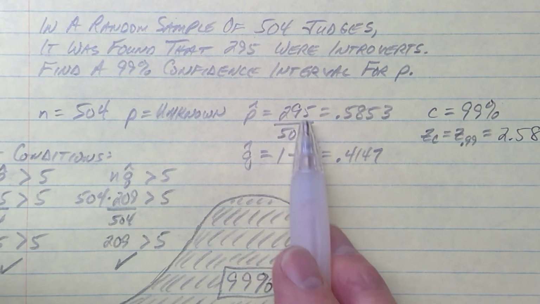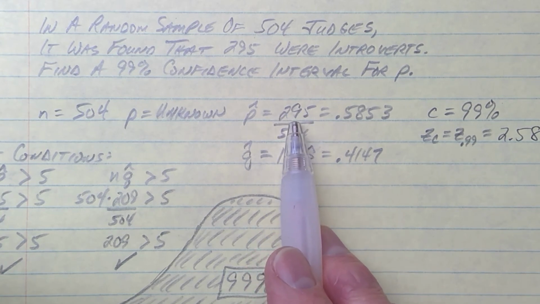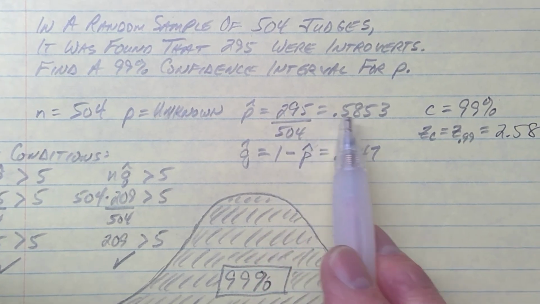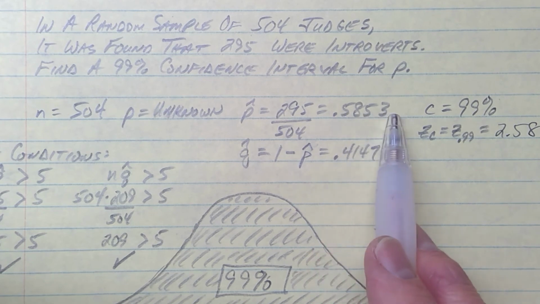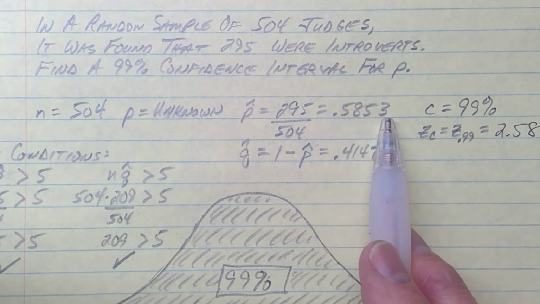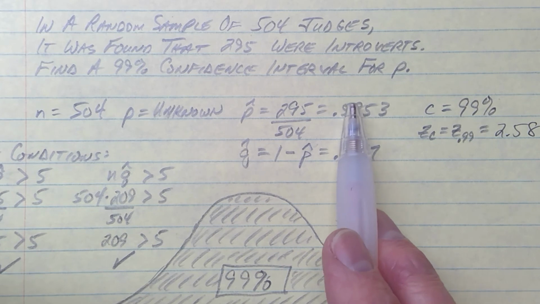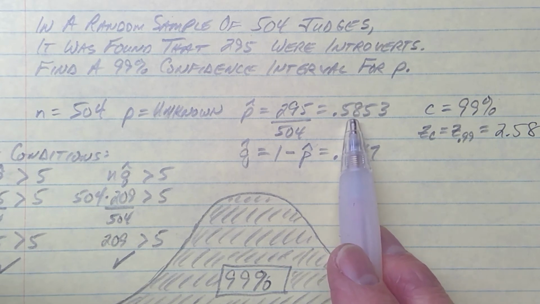So this is the best number to use as a fraction because that's exact, but if your book or teacher tells you to change it to a decimal, go at least 4 decimal places, 0.5853. That rounds up to about 59%. So about 59% of judges are introverts.